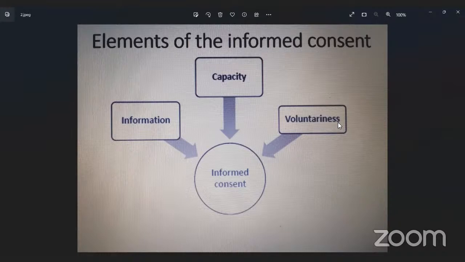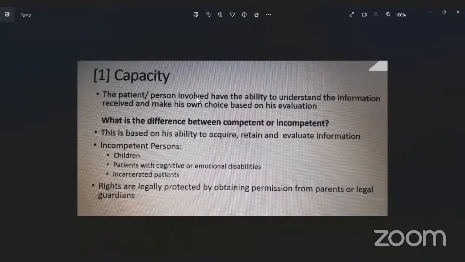Let us talk about these three elements again. Regarding capacity, doctors, the patient or the person involved should have the ability to understand the information received, and he should be able to make his own choice based on his evaluation. So what is the difference between a competent or incompetent person? This is based on his ability to acquire, retain, and evaluate information. Who are the incompetent persons? Children are considered incompetent, patients with cognitive or emotional disabilities, and incarcerated patients. Rights through informed consent are legally protected for these incompetent patients. We can obtain permission from parents or legal guardians.